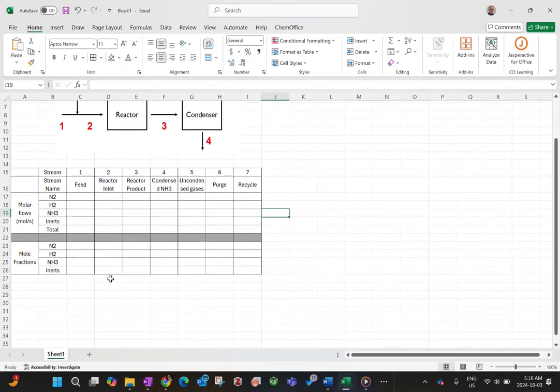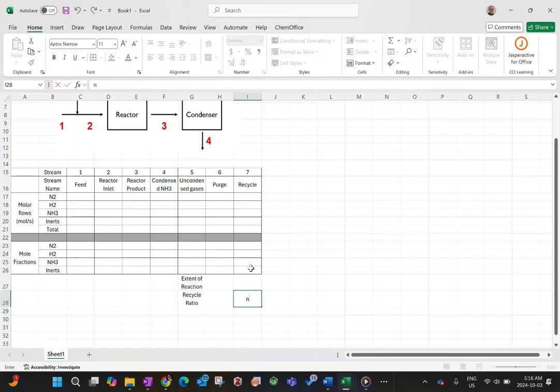The other things that we need, maybe we can just add to the side of the table. One is the extent of reaction. The other one is the recycle ratio. And the recycle ratio, again, is defined as N7 divided by N1.